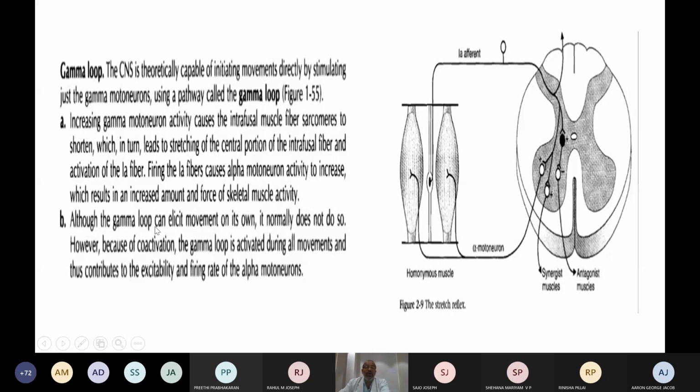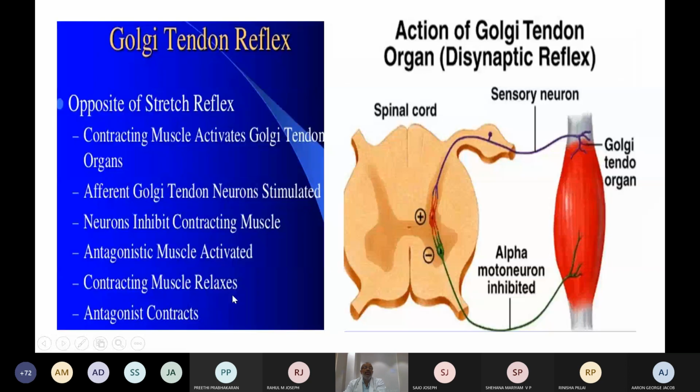Although the gamma motor loop can elicit movement on its own, it normally does not do so. However, because of co-activation, the gamma loop is activated during all the movements, contributing to the excitability and firing rate of the alpha motor neuron.